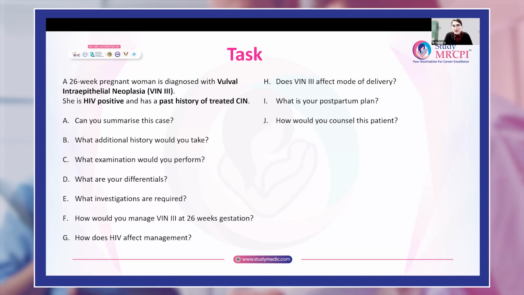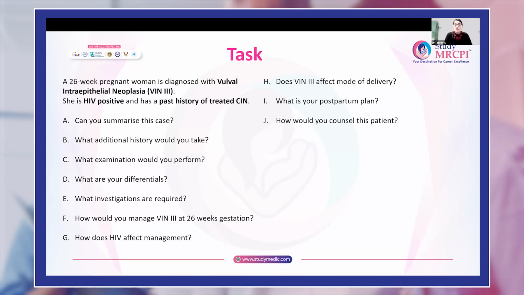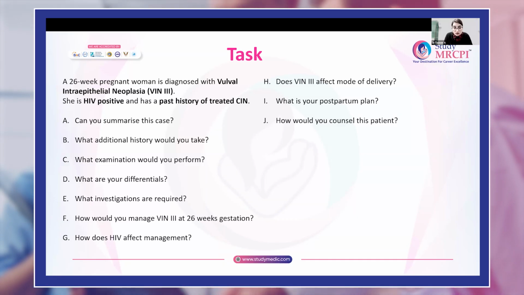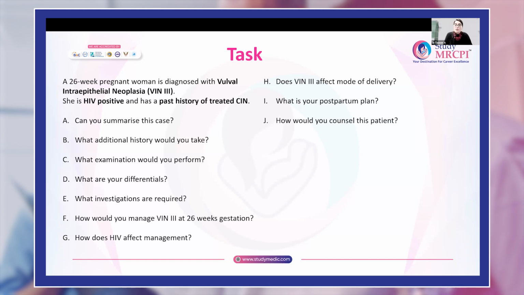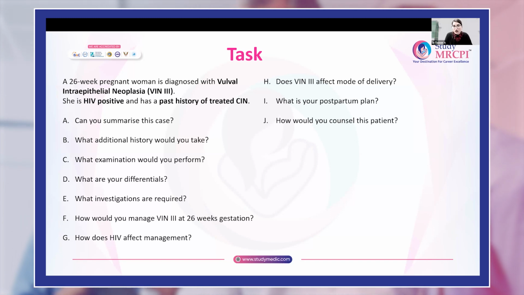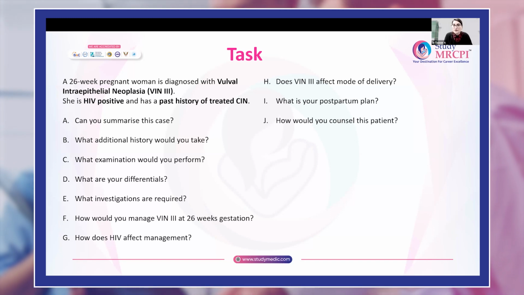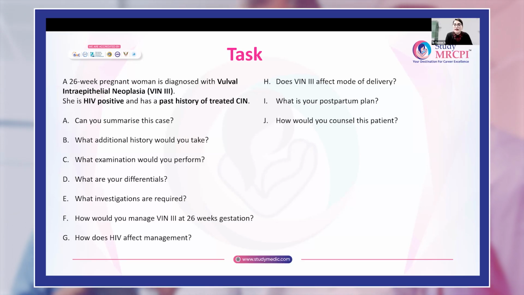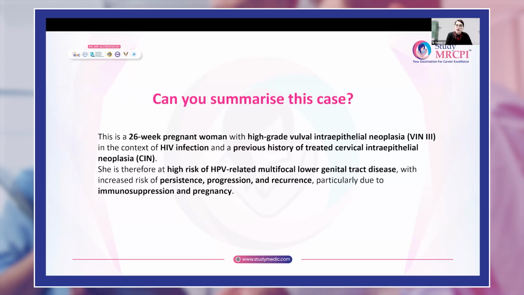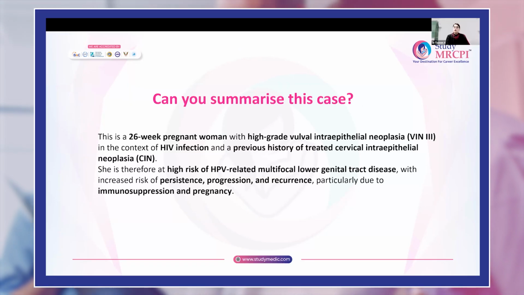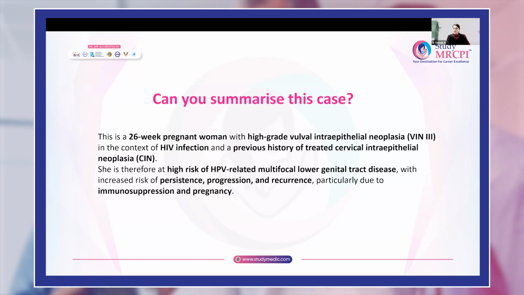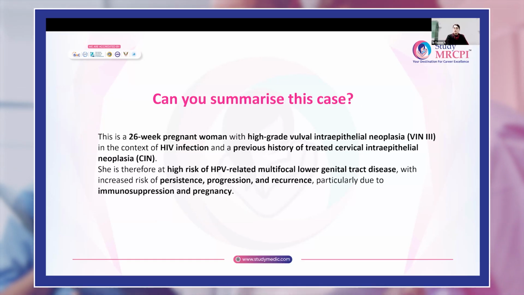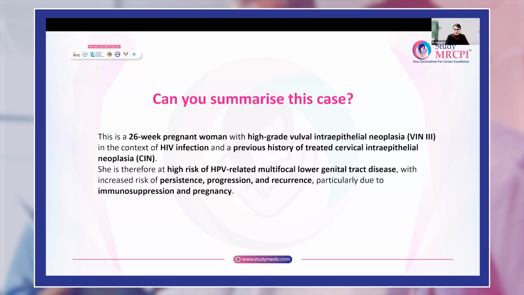How can vaginal intraepithelial neoplasia be treated in pregnancy when the patient is 26 weeks pregnant? About the management of HIV, how it can affect this, what would be the mode of delivery, what would be the postpartum plan, and how about the counseling of the patient. So the summary is: 26 weeks pregnant with high grade vaginal intraepithelial neoplasia, also with a history of HIV infection and previous history of cervical intraepithelial neoplasia.